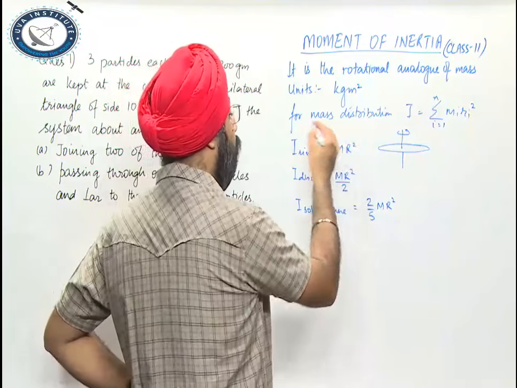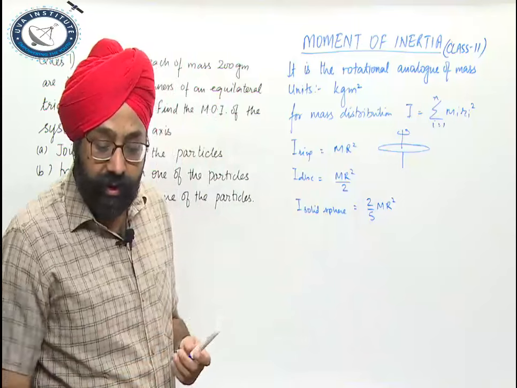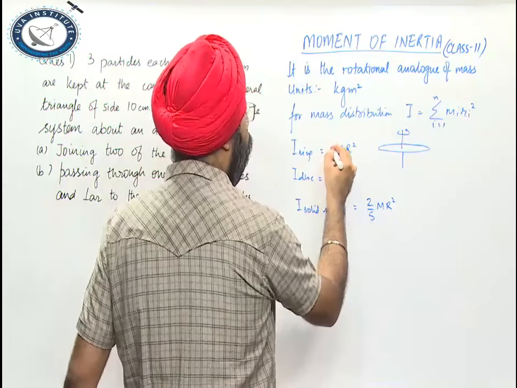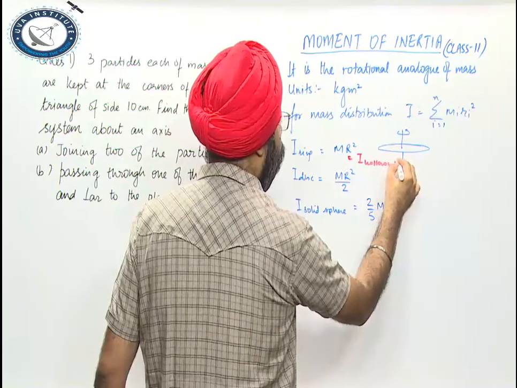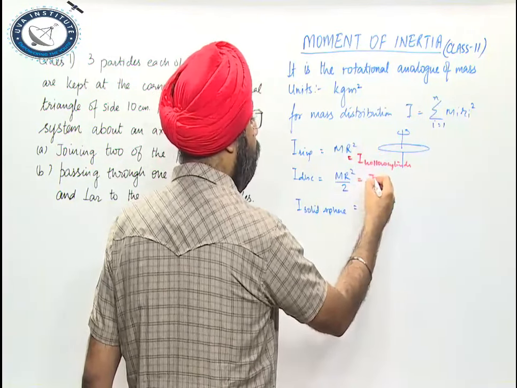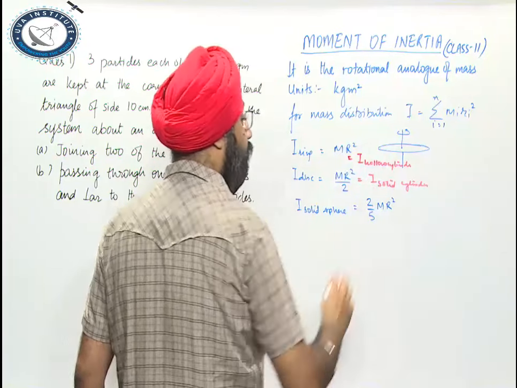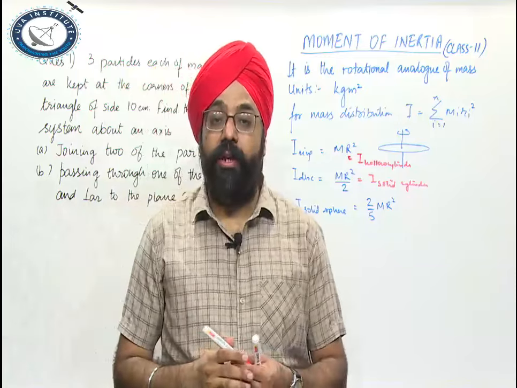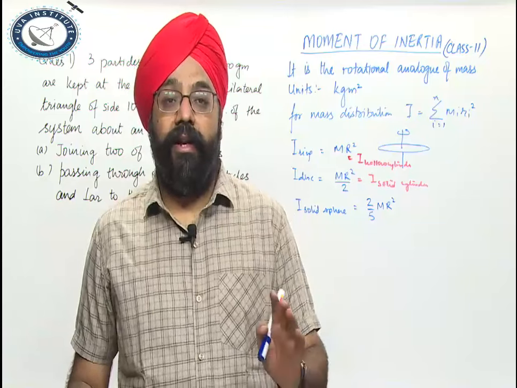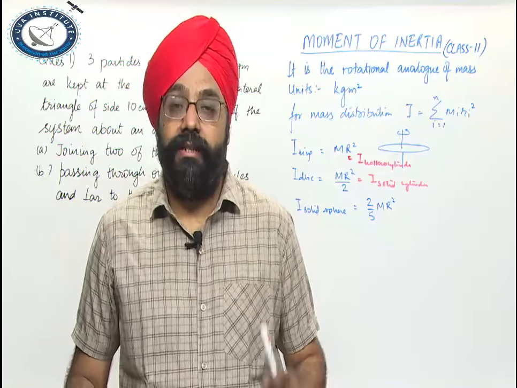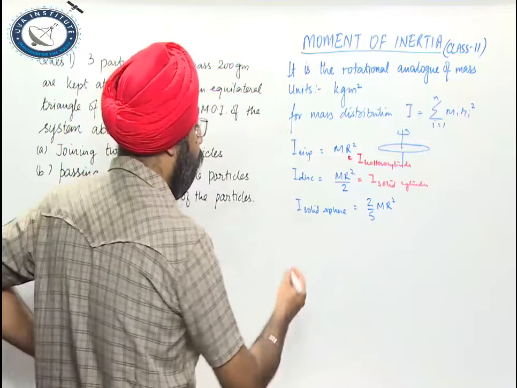Students, please note down the moment of inertia of a ring is the same as that of a hollow cylinder. Disk is the same as that of a solid cylinder, because the way mass is distributed about an axis in the case of a ring is the same as the way mass is distributed about an axis in a hollow cylinder. So moment of inertia is the same in both the cases.